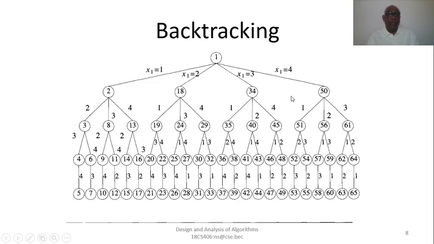So we conclude that there are two possible representations of the solution space. One is the list representation and another is the tree representation. The tree representation is more amenable for backtracking, and this tree is called the state space tree.